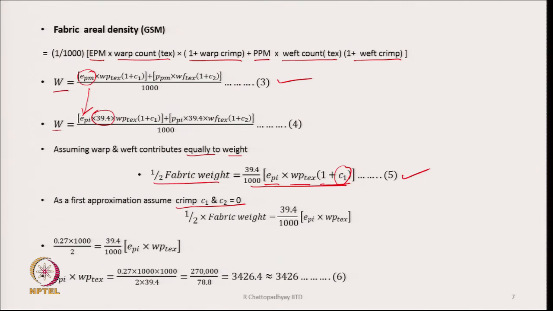So, what we should do initially, we should assume that there is no crimp, crimp is 0 on both sides. If we do so, then half fabric weight becomes 39.4 by 1000 into EPI and WPTX, that is ends per inch into warp count in tex. So, here we are assuming that there is no crimp, and based on this assumption we are going to calculate.